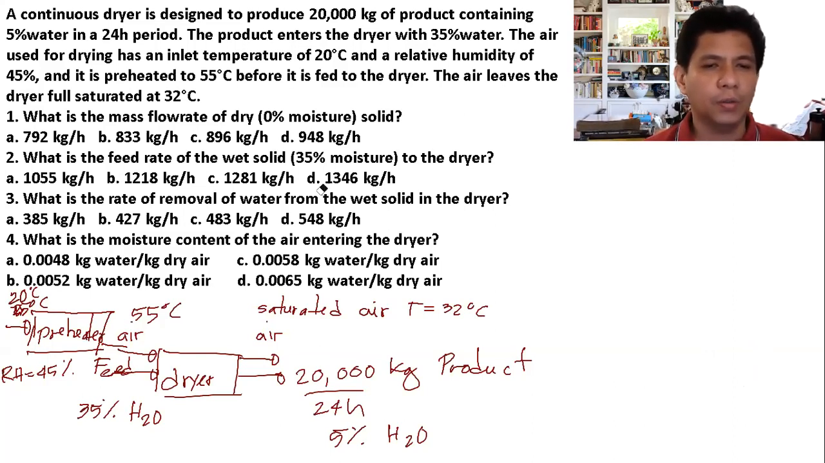Okay. So what we have is the answer to letter A. You know, the total solid is 792 kilogram per hour. So we're just going to use a converting factor, ano, to calculate number 2.